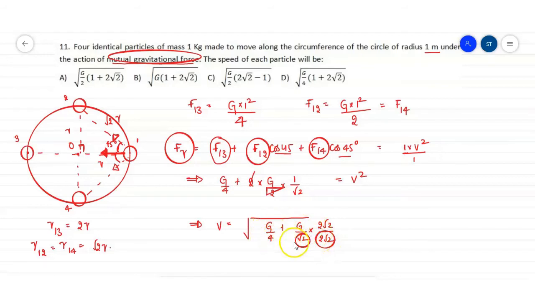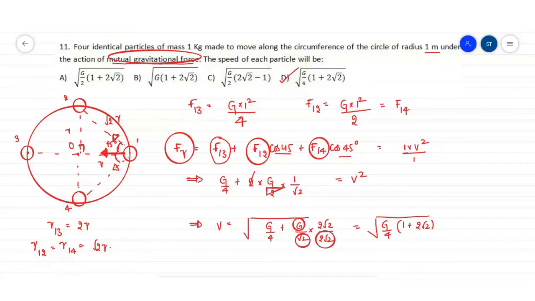So I can take g by 4 common from these two terms now. This is g by 4 and again this is g by 4. So this will be square root of g by 4 into, what will be remaining here? First term will be 1 and second term will be 2 root 2. Now check for the given options. g by 4 into 1 plus 2 root 2. Option D will be the correct option for the given question.